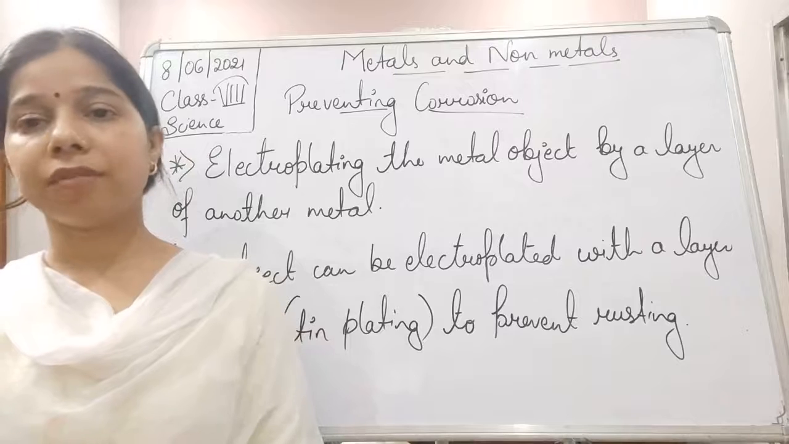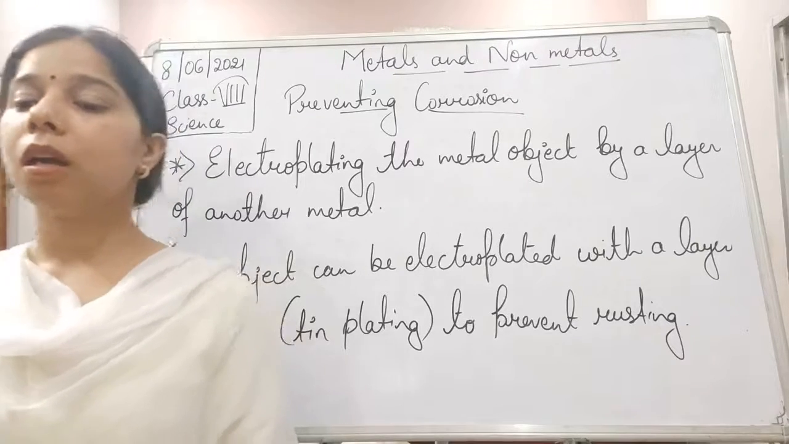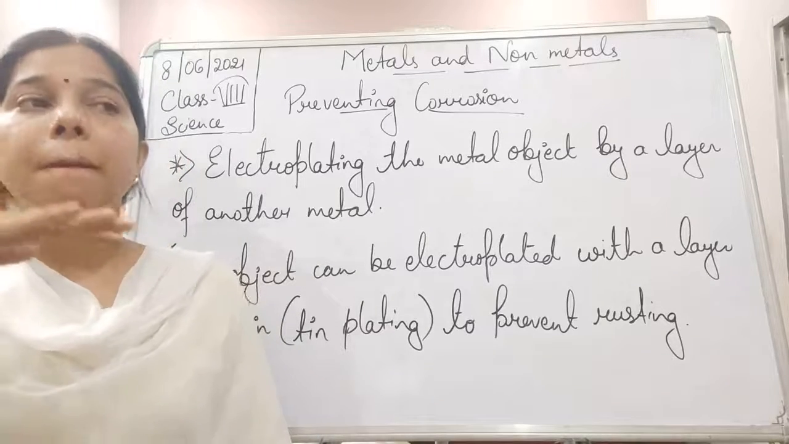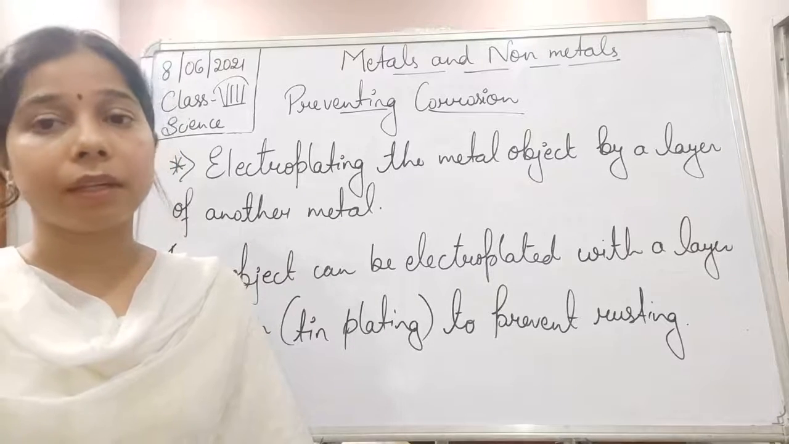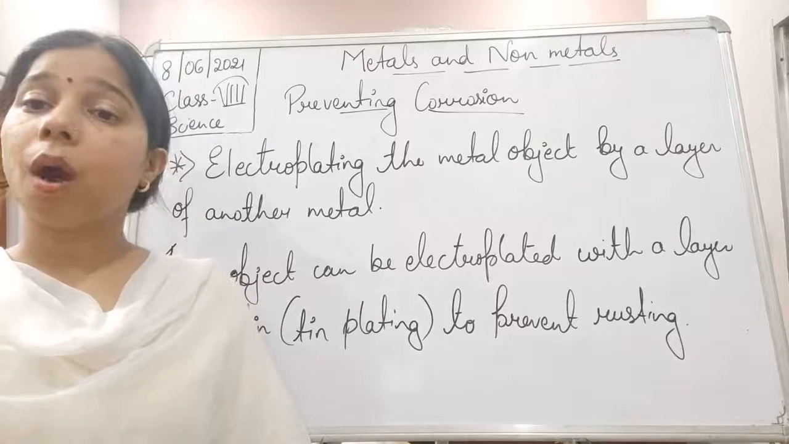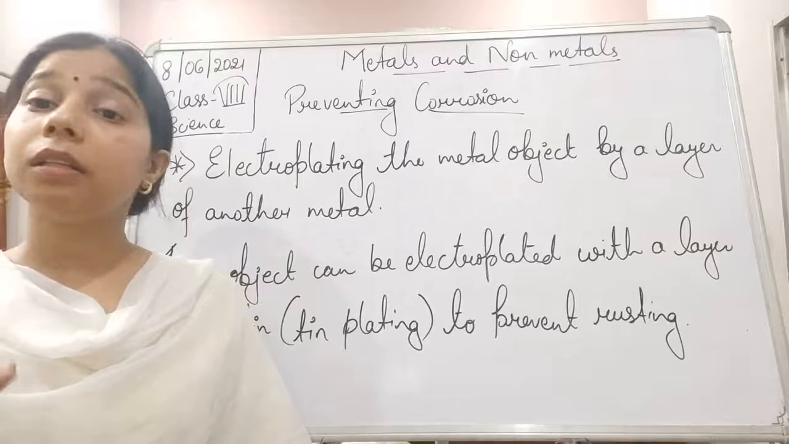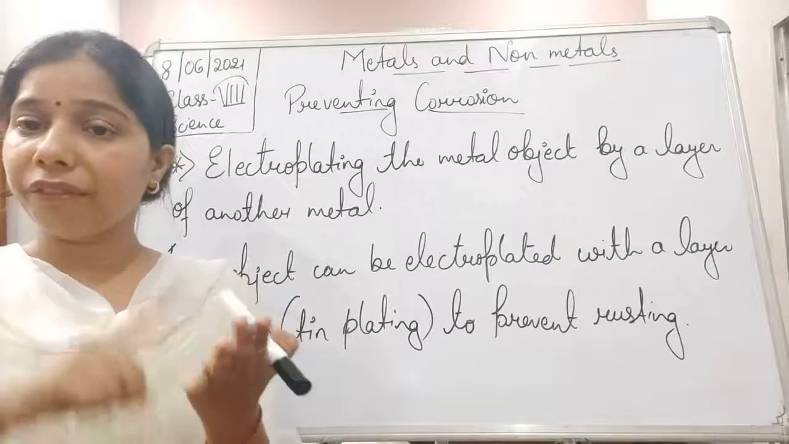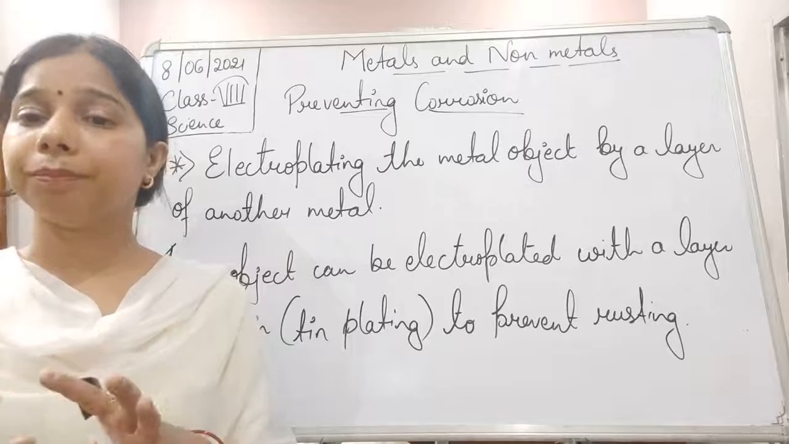Now here we have seen that there are a lot of different methods, and one thing is common: ultimately we are making a layer on the surface of the metal so that it will not come in direct contact with oxygen. Either if you are using oil, paint, varnish or grease, anything on the surface, ultimately that will help in preventing the connection of that metal with oxygen. So we are actually making a layer.